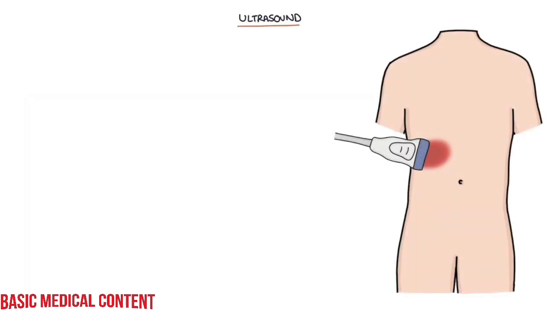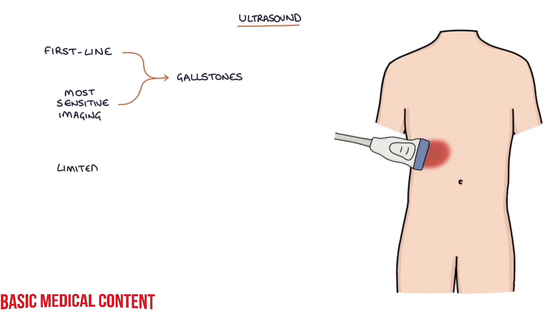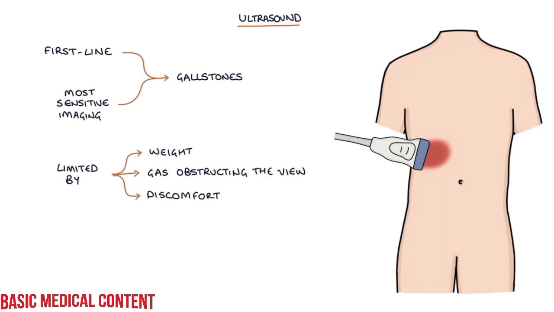Let's talk about the use of ultrasound. An ultrasound scan is a useful first-line investigation for symptoms of gallstone disease, for example, abdominal pain, right upper quadrant pain, and jaundice. An ultrasound scan is the most sensitive initial imaging test for gallstones. CT scans are not good at identifying gallstones or biliary disease. The use of an ultrasound scan is limited by the patient's weight, for example, if they're obese, gas filling the bowel that might obstruct the view, and any discomfort that the patient experiences from the ultrasound probe.